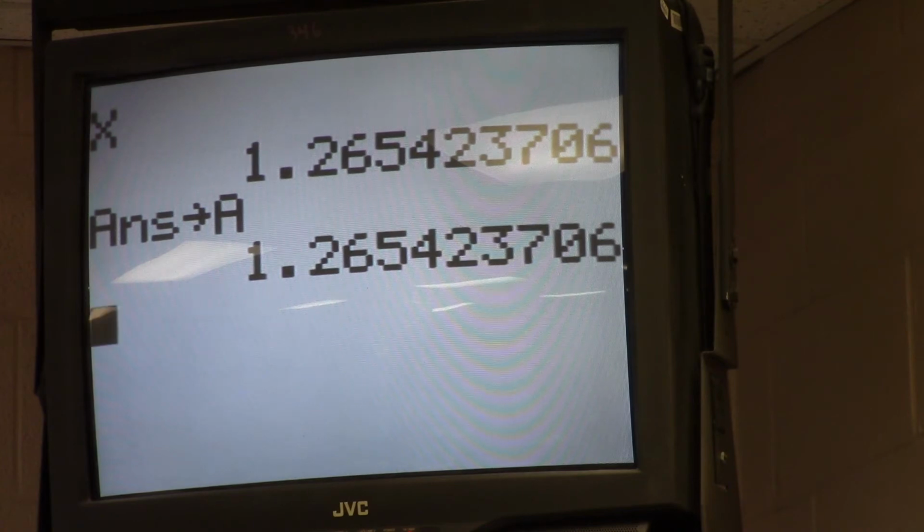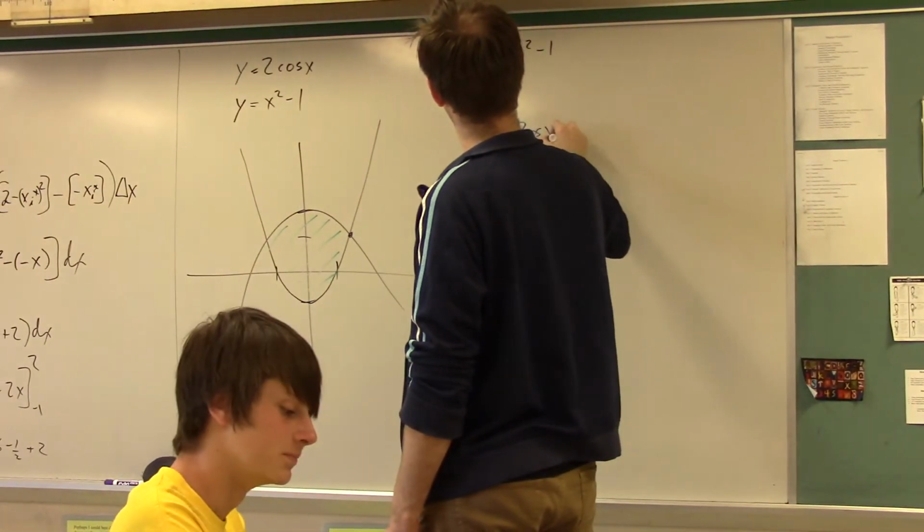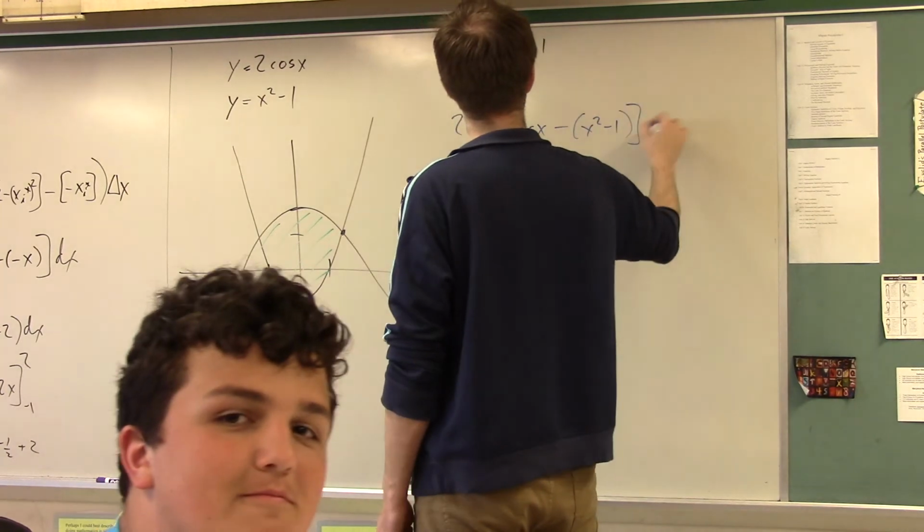So we get 1.26, blah, blah, blah. And now what do I need to do? I need to take the integral. Oh, by the way, since both of these functions are even, actually the smart thing to do would be to say, what I really want is twice the integral from 0 to a of 2 cosine x minus x squared minus 1.